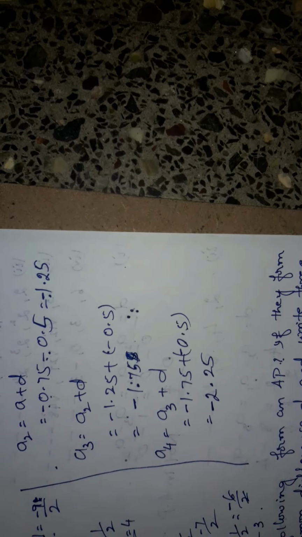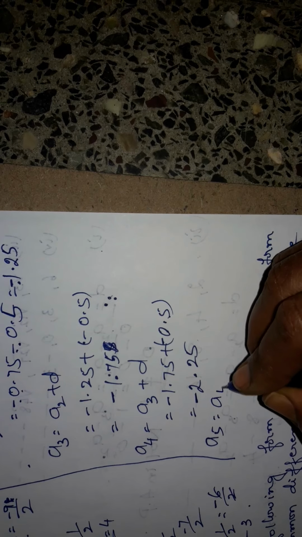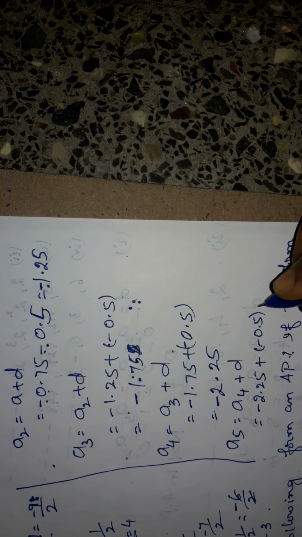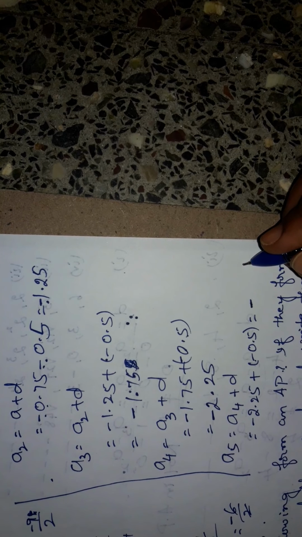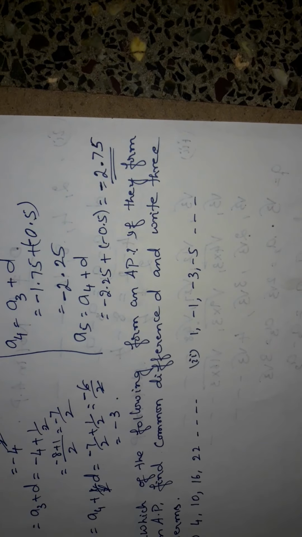Again A5. A5 is equal to A4 plus D. A4 is minus 2.25 plus D is minus 0.5. Again both are minus. Minus will come. 5 plus 2, 7. 2.75. Like this. Very easy sum, this one. Write the first; if they are given A and D, by adding you are getting the next terms.